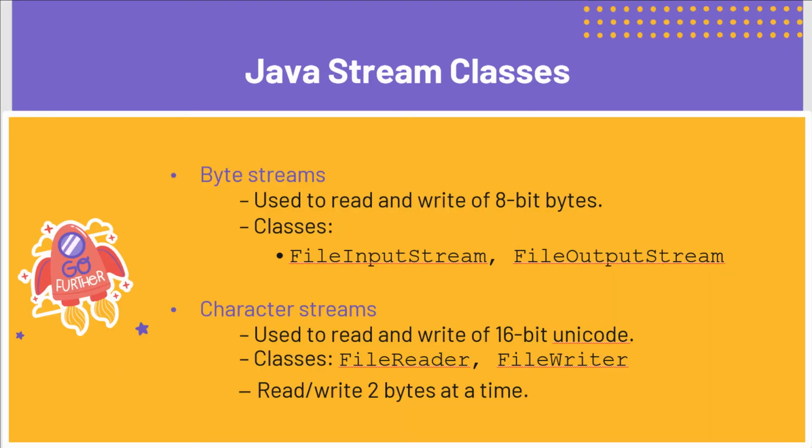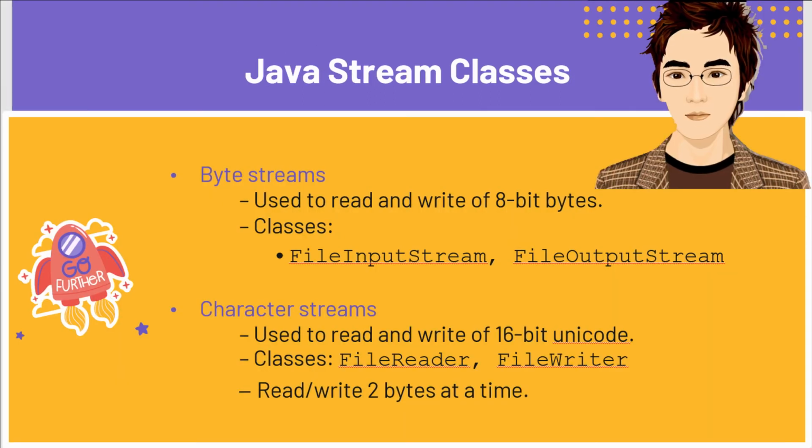There are two stream classes that we can implement. Firstly, byte streams. This class can be used to read and write 8-bit bytes. The classes involved are FileInputStream and FileOutputStream. Secondly, character streams. This class can be used to read and write 16-bit Unicode. FileReader and FileWriter are classes in this category. These classes can read and write 2 bytes at a time, which is faster than byte stream classes.